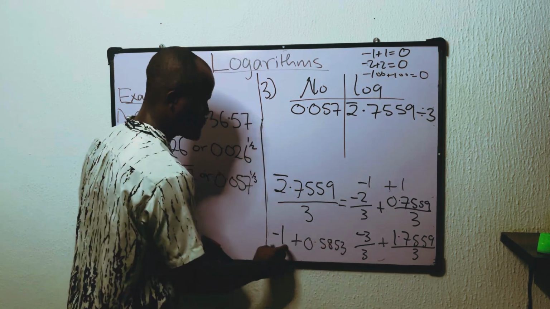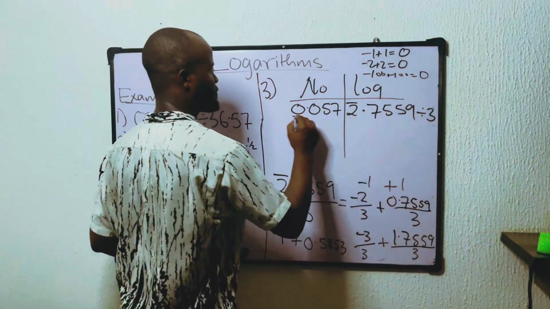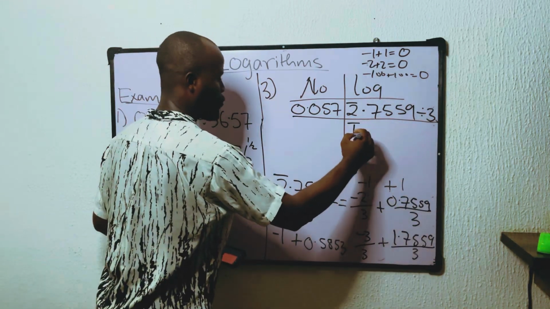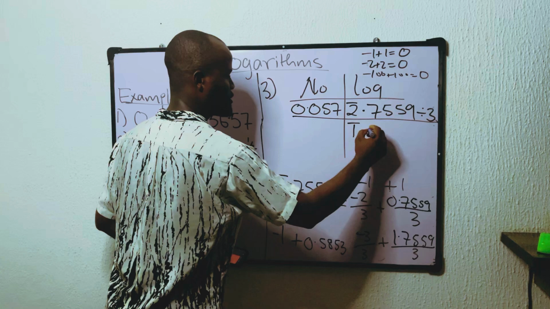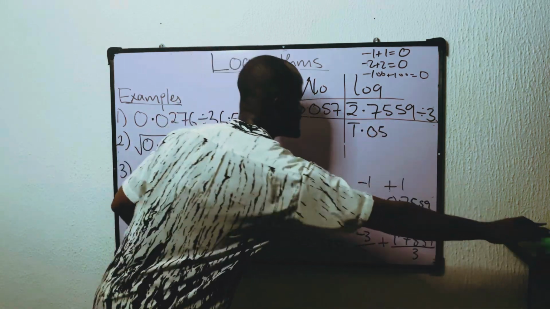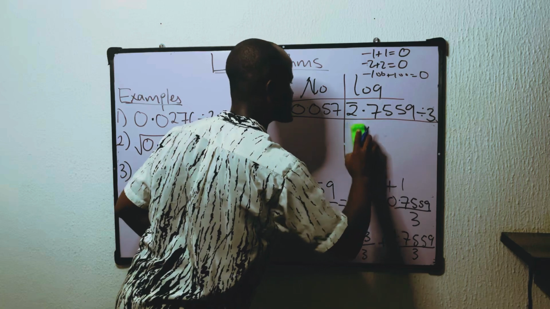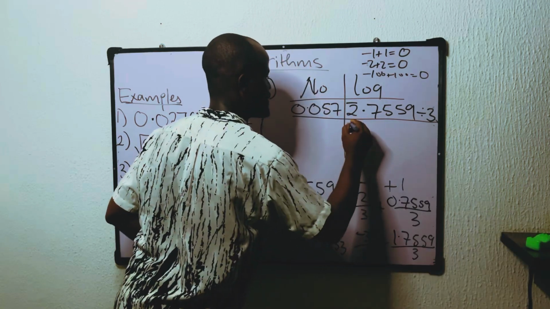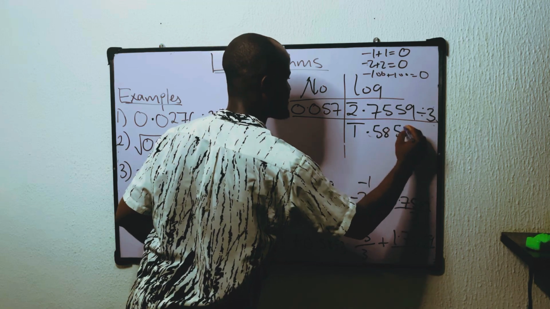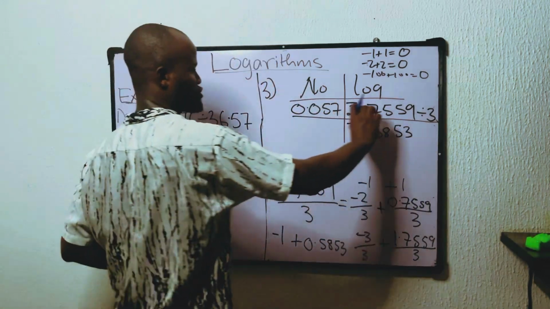So if you add this together, you'll have bar 1.5853. That's the result of this operation.